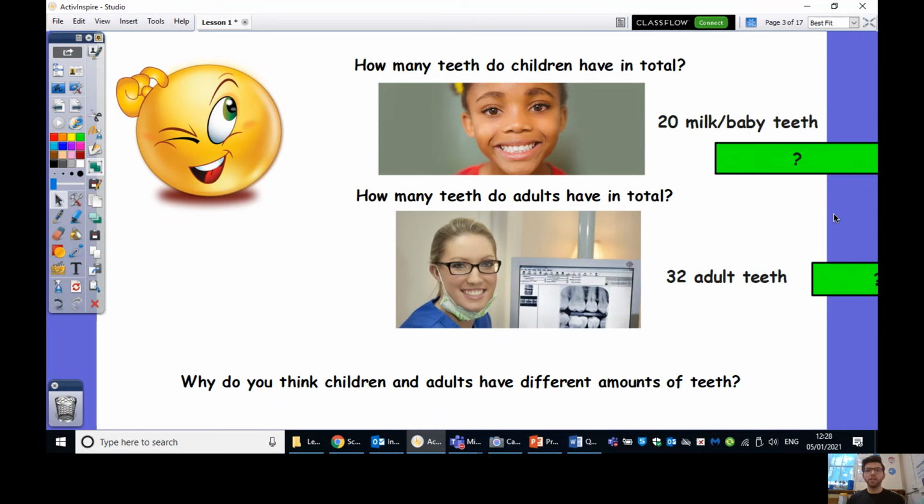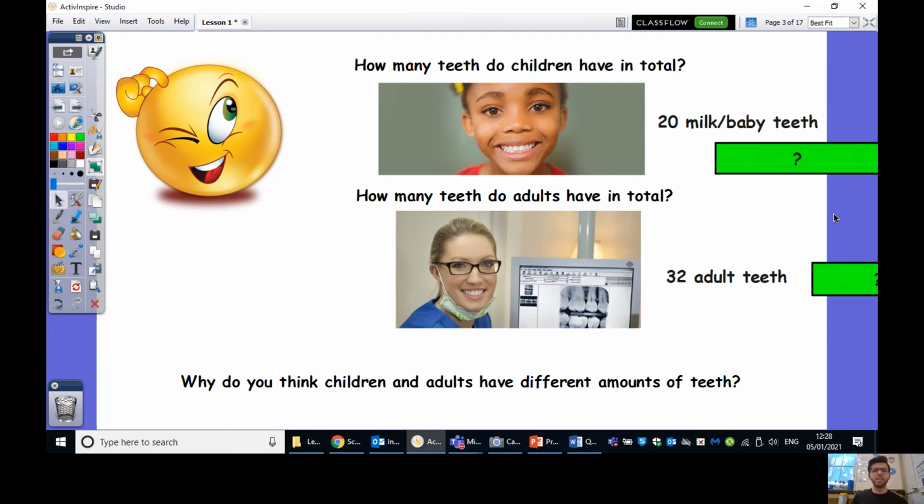Now, for lots of you, your teeth will have started to fall out already. Your milk or baby teeth will have fallen out to make room for your adult teeth. So if you found that you've got maybe 22 or 24 teeth, that's not unusual. It's just that your adult teeth are now coming through. But by the time you get to being an adult, you'll have 32 adult teeth.